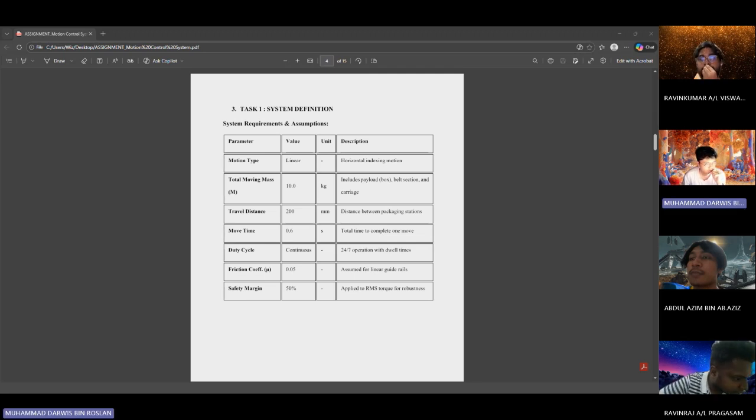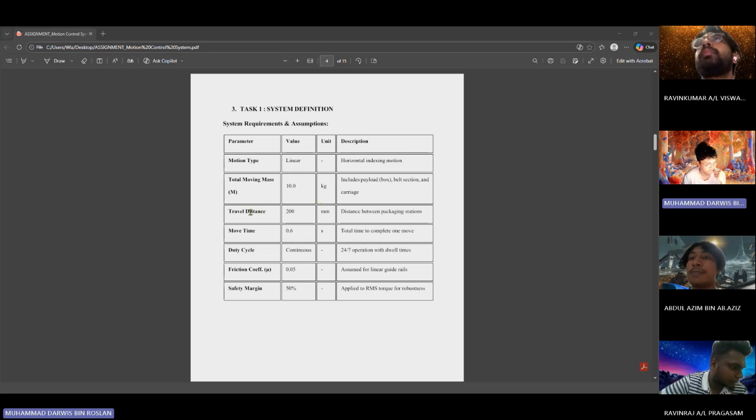The first task is the system definition, which is basically the system requirements and assumptions. These are the parameters. The first one is motion type. The value is linear, requiring no unit, and the description is a horizontal index motion. The next is the total moving mass. The value is 10, in kilograms. It includes the payload box, pack section, and carriage.